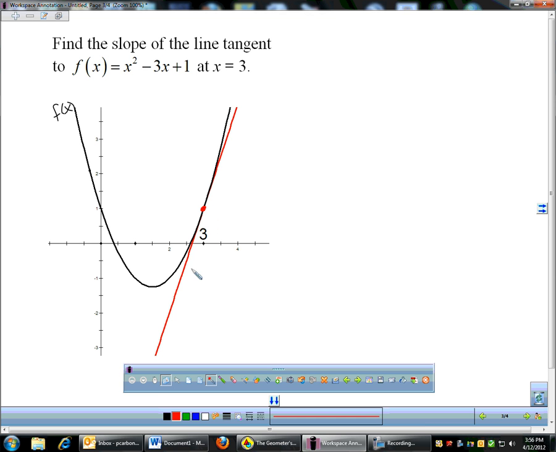And that's the slope we're looking for. And it's a really steep slope. I'm expecting something around 5, 6, 7, maybe even higher than that. But it's a pretty steep slope.